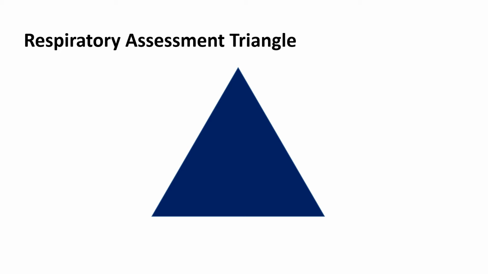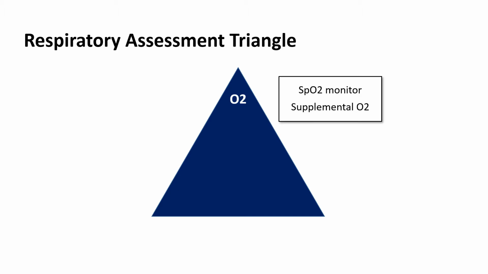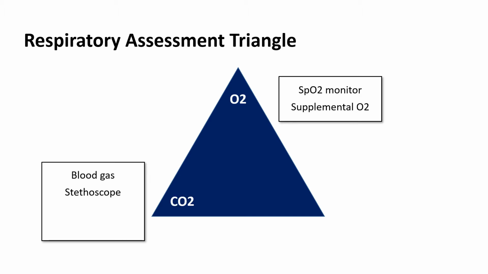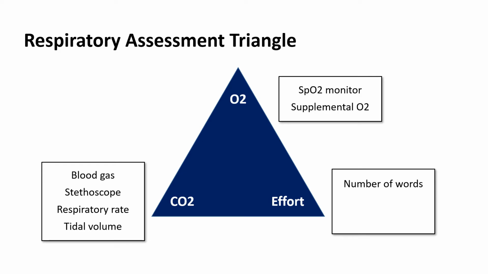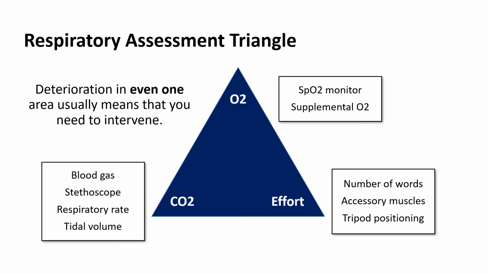In our last talk, we discussed the respiratory assessment triangle, which looked at oxygenation by assessing their SpO2 and applying some supplemental oxygen. We looked at ventilation using a blood gas and your stethoscope, considering their respiratory rate and their tidal volumes. And we looked at effort or work of breathing by thinking about how many words this patient's getting in a sentence, looking for accessory muscle use, and looking for a tripod positioning. We said that deterioration in even one of those areas usually means that you need to intervene. So let's talk about how to intervene in these cases.